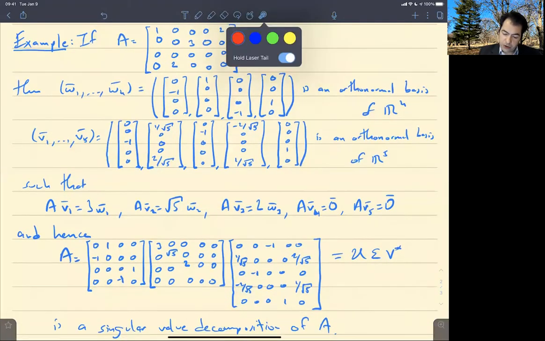This shows what it looks like, but this might not be very indicative of how in the world you would find this. So let's work out a little bit more theory that'll tell us how we find a singular value decomposition if we're actually given a matrix.